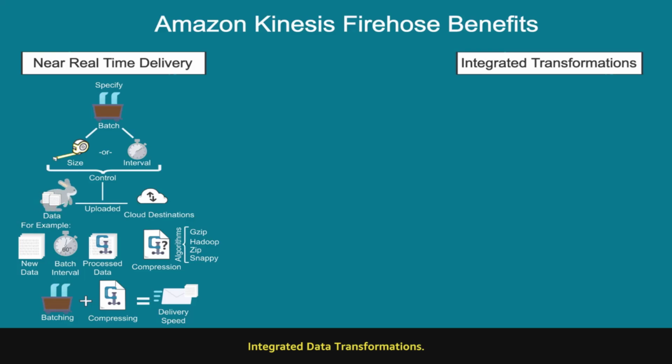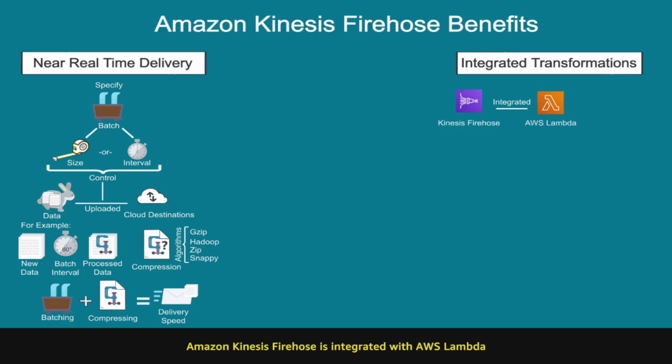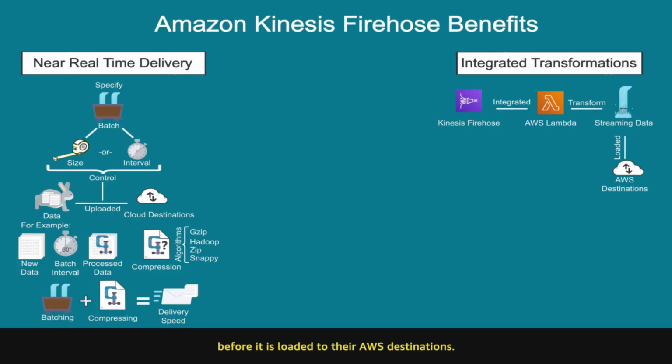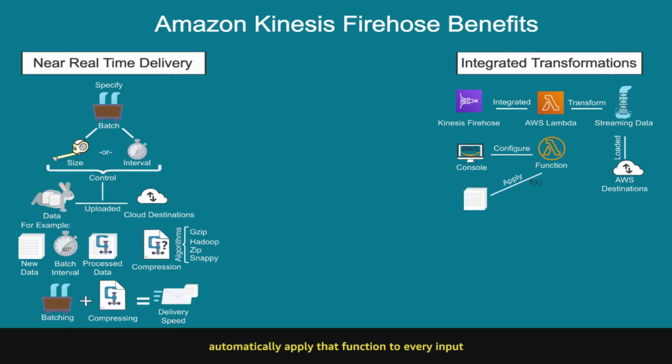Integrated data transformations. Amazon Kinesis Firehose is integrated with AWS Lambda to allow you to transform your streaming data before it is loaded to their AWS destinations. The Amazon Kinesis Firehose console allows you to choose and configure the Lambda function, and it will then automatically apply that function to every input record processed.